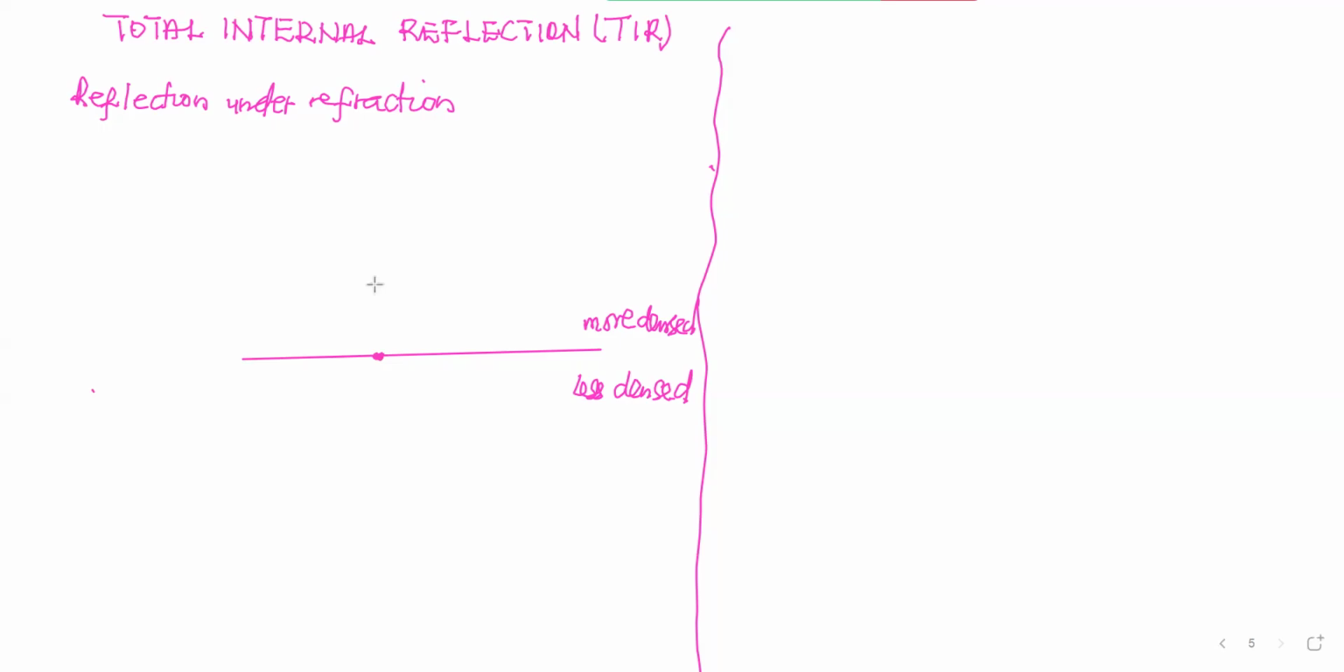So the horizontal line, of course, is the boundary between the two media. Since we are going to draw a ray, we need the normal. This is because all angular measurements are determined from the normal. So when we incident light into this, the light is coming from the more dense medium. When it gets to the boundary, how would the light be refracted?